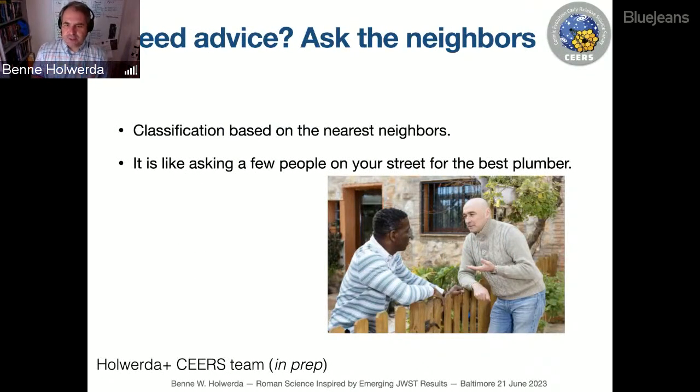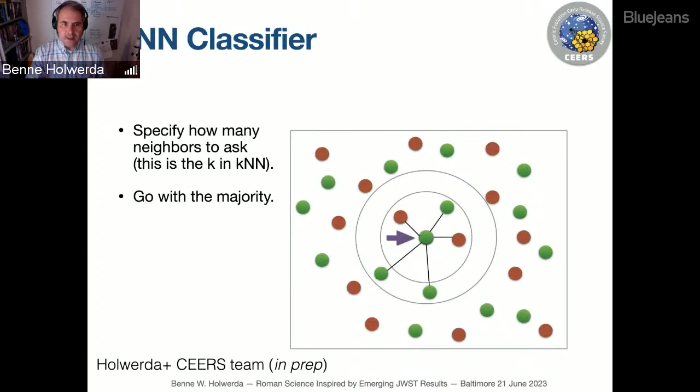Well, we ask the neighbors. A classification based on the nearest neighbors might be the best way to do it. Our template space is uniform in color space, so sometimes we have a lot of these sources, sometimes we have a few. So you just ask the nearest 3, for example, what kind of types they are, and then, based on the broad colors, you can turn it into a specific type.